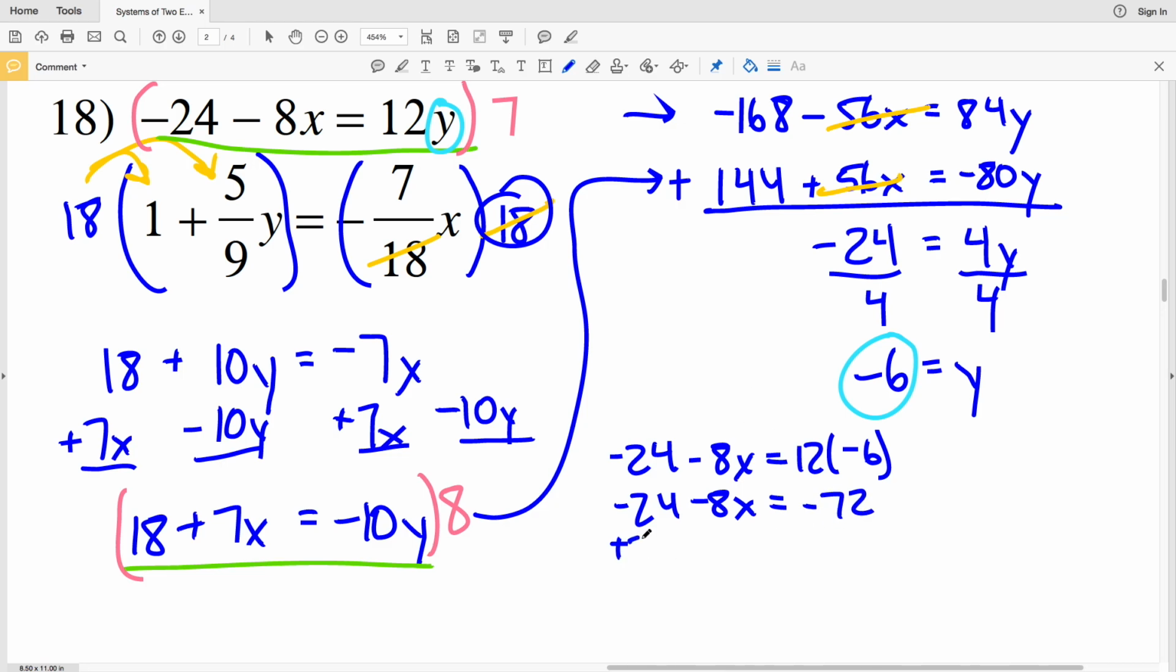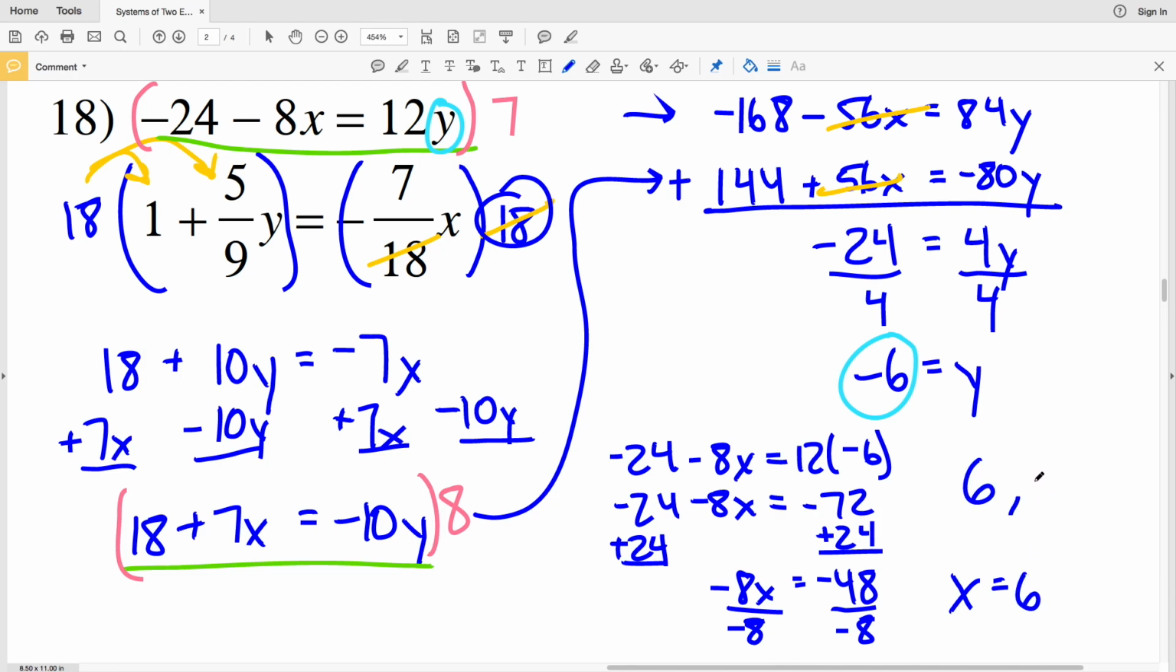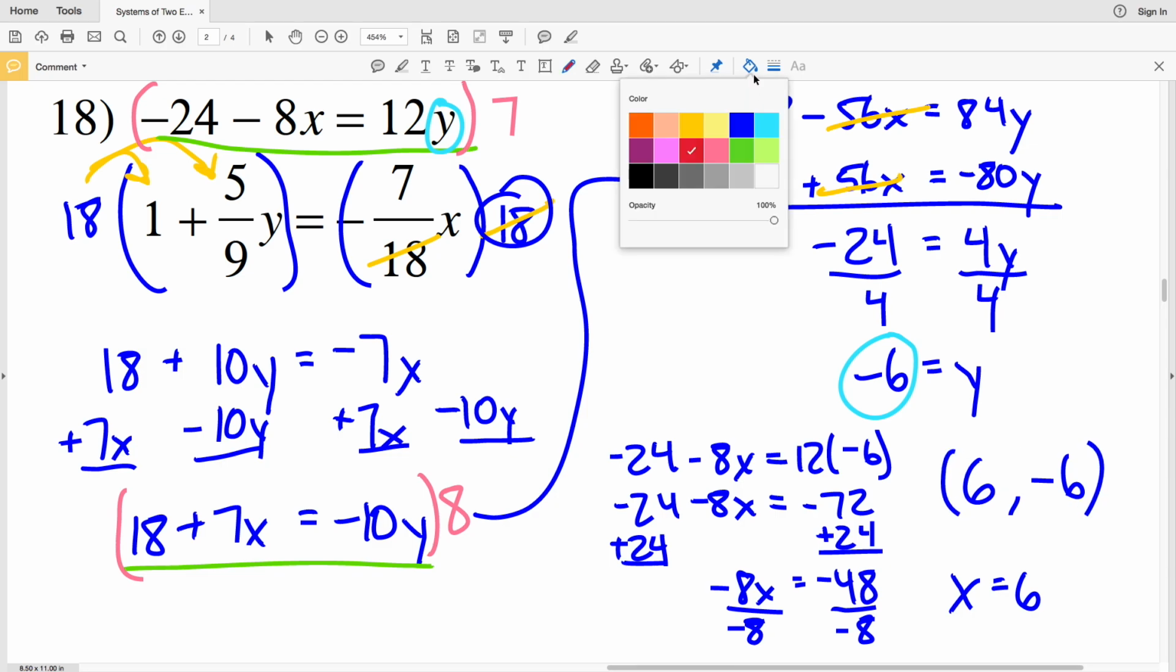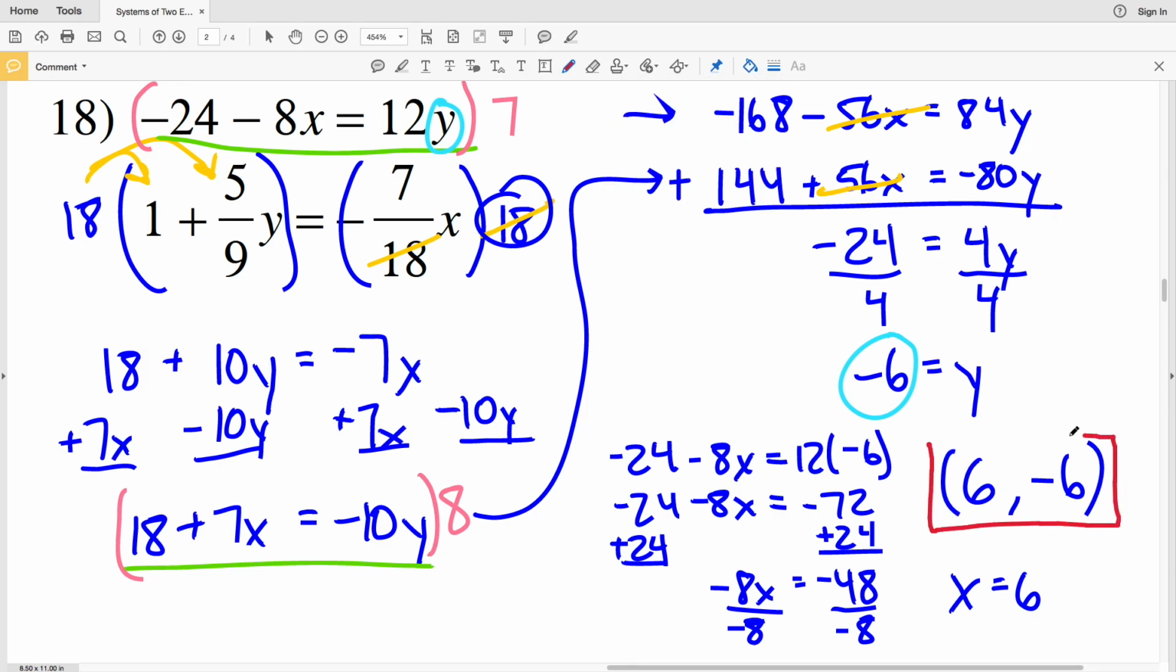So then I'll add 24 to both sides to get that negative 8x equals negative 72 plus a positive 24, which will give me a negative 48. And then when I divide both sides by negative 8, I'll get that x is equal to a positive 6. So x is 6 and y is negative 6 in number 18.